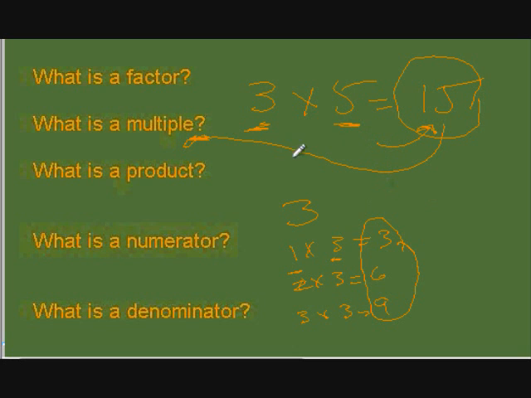Great. Okay, so let's just check this out a little bit more. How about 2 times 8 equals 16? The 2 is a factor. 8 is a factor. 16 is a multiple of 8 and a multiple of 2. It is also the product of 2 times 8.